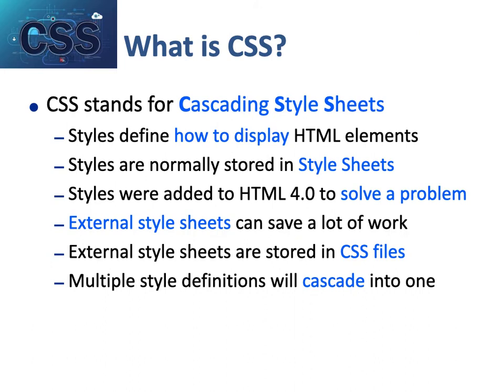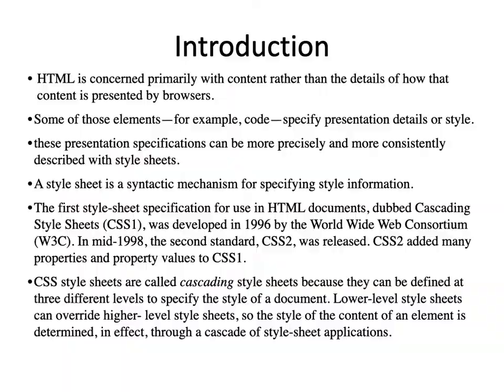CSS stands for Cascading Style Sheets. Styles define how to display HTML elements. Styles are normally stored in style sheets. Styles were added to HTML4 to solve a problem. External style sheets were introduced, and they can save a lot of work. External style sheets are stored in CSS files with the extension .css. Multiple style definitions will cascade into one. So these are some of the basic concepts about cascading style sheets.